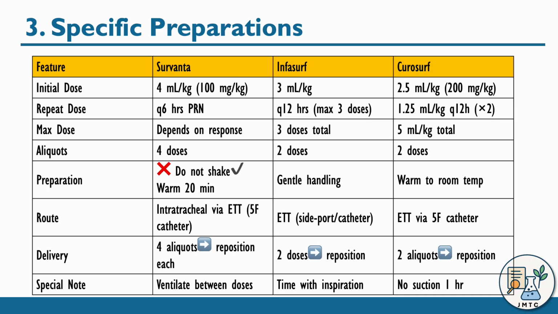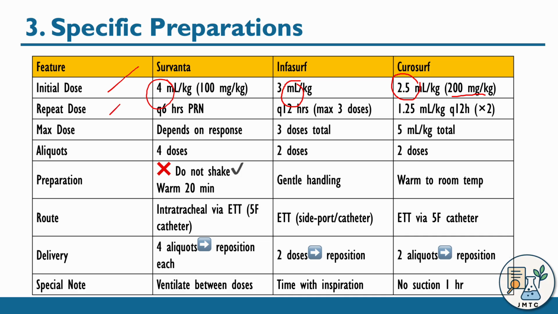Now we go to the dosing and administration differences. We start with the initial dose. So for Surfactant, that's 4 ml per kilograms. And for Infasurf, that's 3 ml. And for Curasurf, that's 2.5 ml per kilogram. But that 2.5 is actually 200 milligram per kilogram. So kahit mas maliit ang volume ng Curasurf, siya ay mas mataas ang concentration. Siya ang may strongest dose.